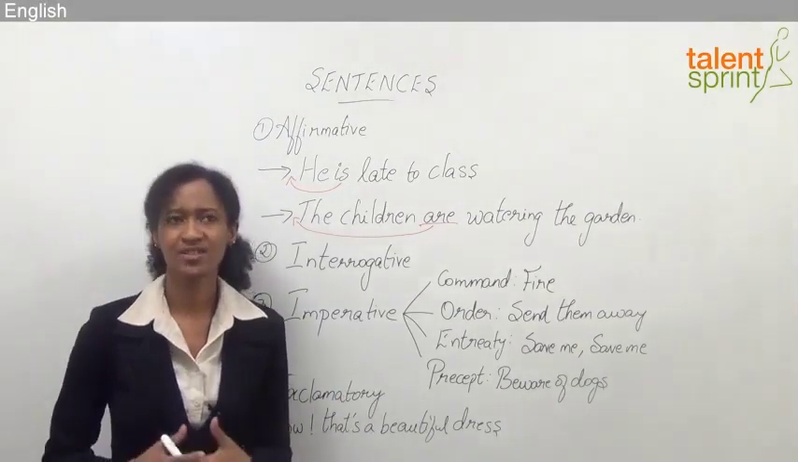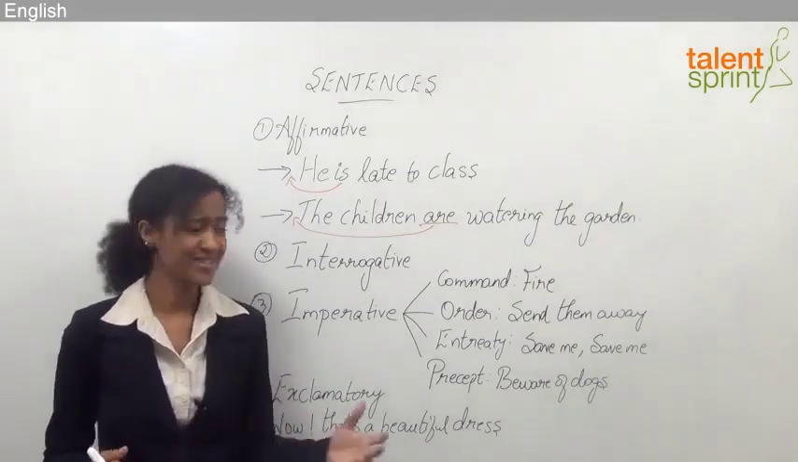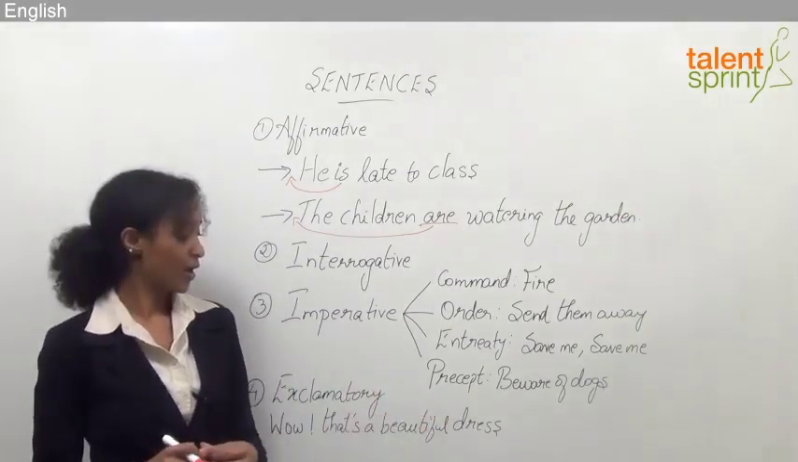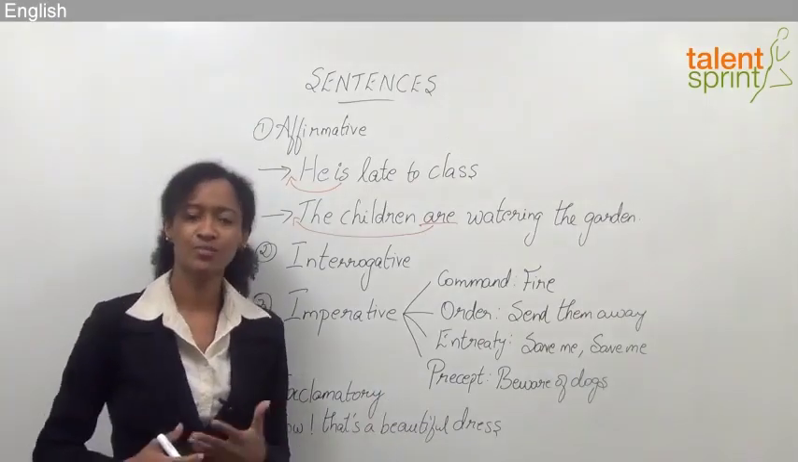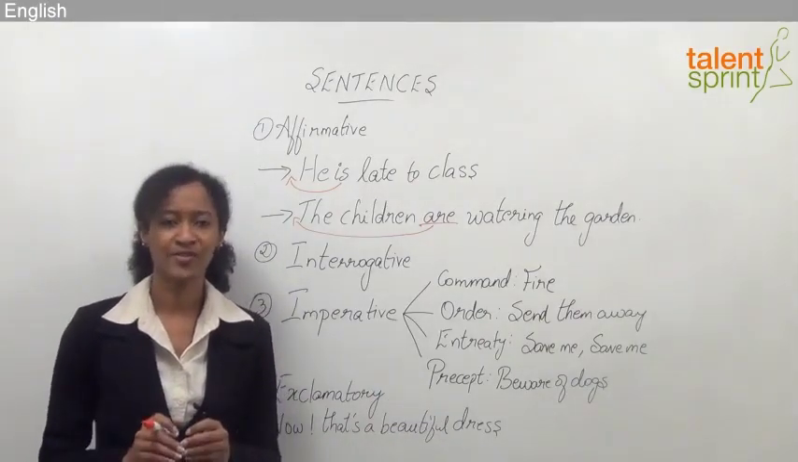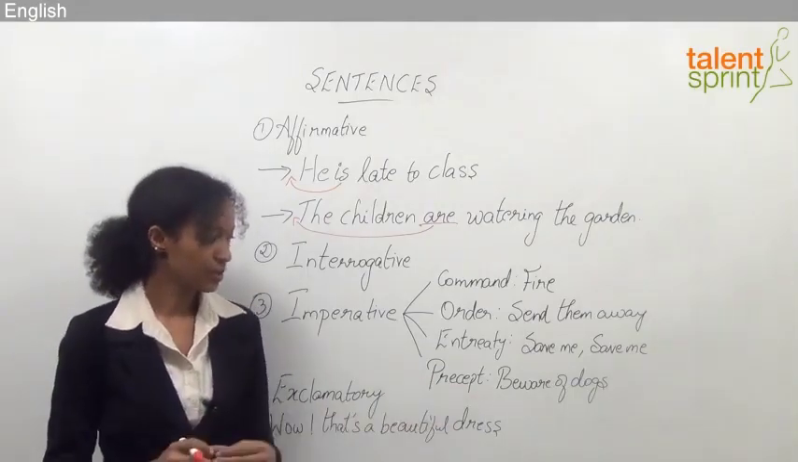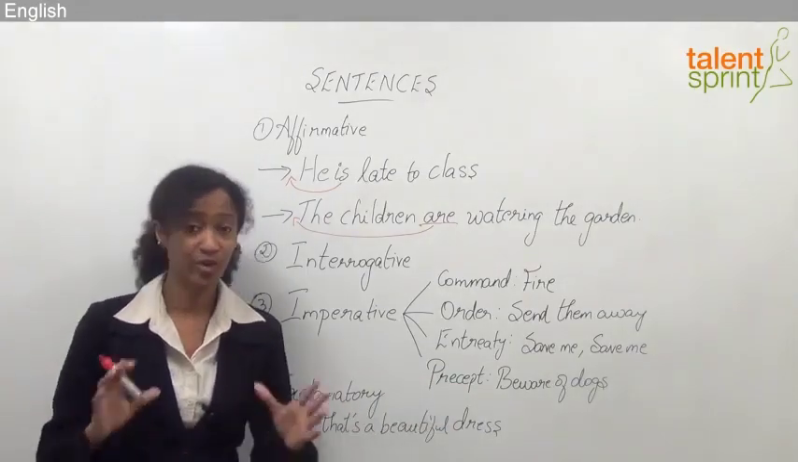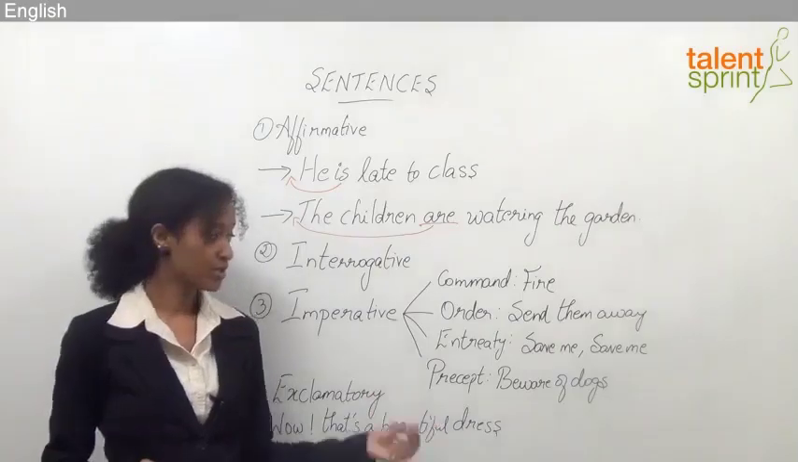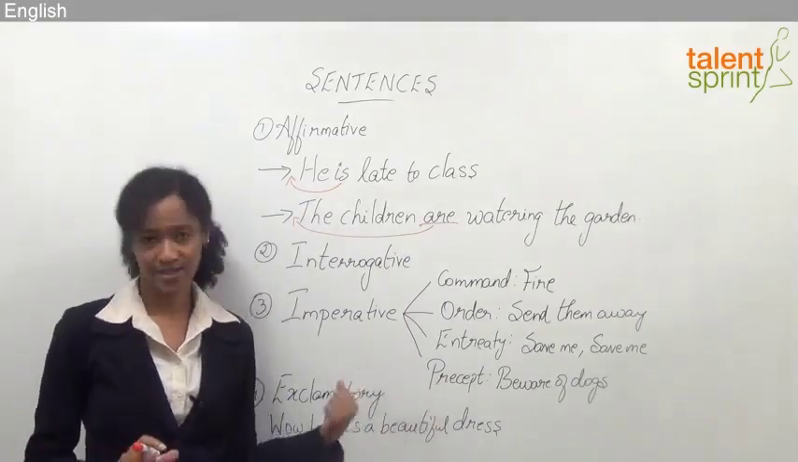Entreaty. What's an entreaty? It's a cry for help, right? Save me, save me. Precept. Now, a precept is a principle or rule prescribing a particular course of action or conduct. So here, beware of dogs, the sign which we're all familiar with, that's a precept. So all these are imperative sentences.